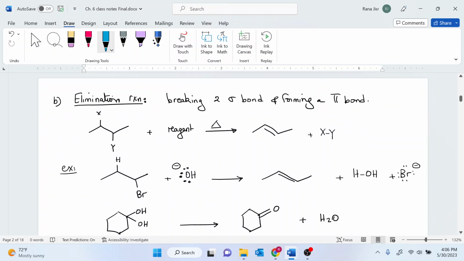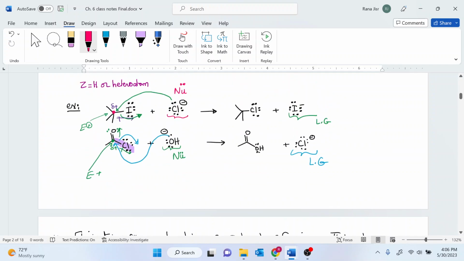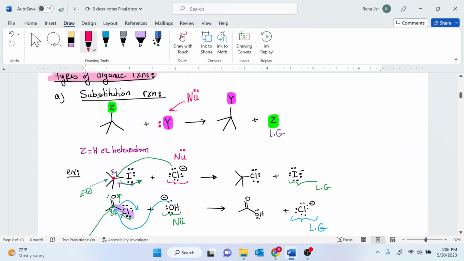Another type of organic reaction that we will discuss in the next chapter is the elimination reaction. In elimination reaction, I need to break my 2 sigma bonds and I need to form a pi bond. This reaction happens whenever I have heat in my reaction conditions. So substitution does not require any heat. The reaction simply happens when the nucleophile attacks the electrophilic carbon. However, you would need something that leaves in there. Z needs to be either a heteroatom or a hydrogen.